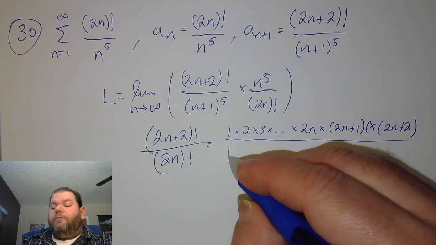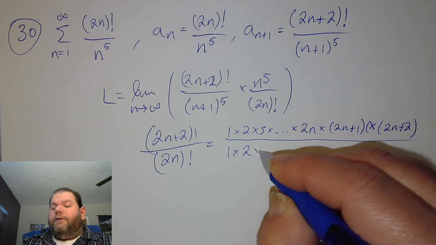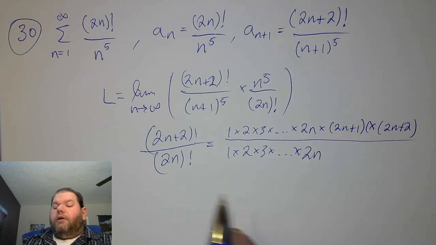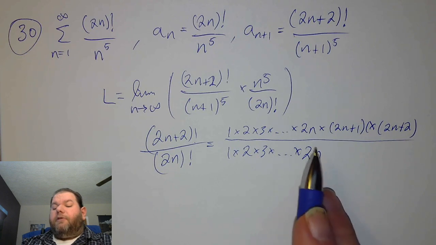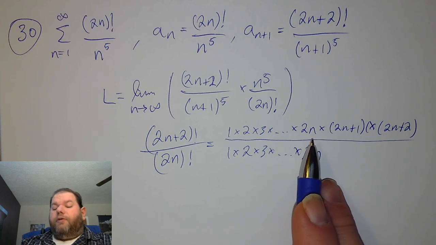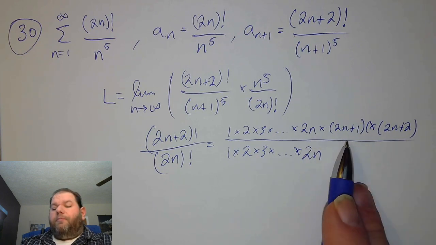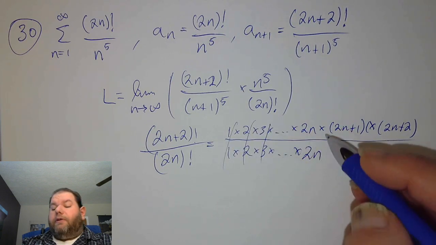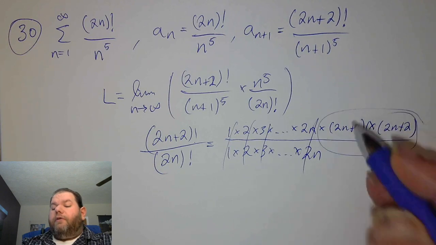On the bottom, we're going to get all the numbers multiplied from 1 to 2n. So the bottom stops at 2n, but the top one keeps counting. 1 more than 2n is 2n plus 1. 1 more than that, 2n plus 2. So we're going to cancel all of these, and we'll have that left over.